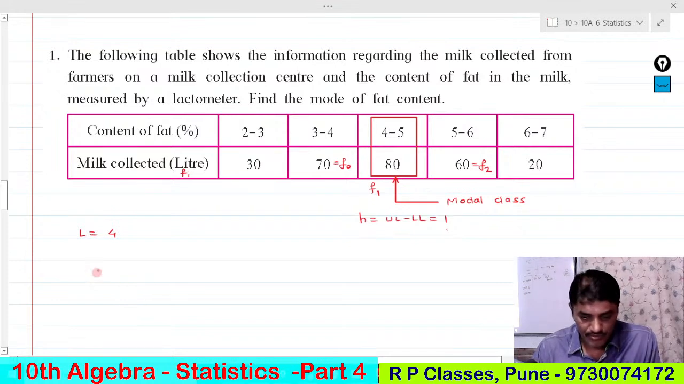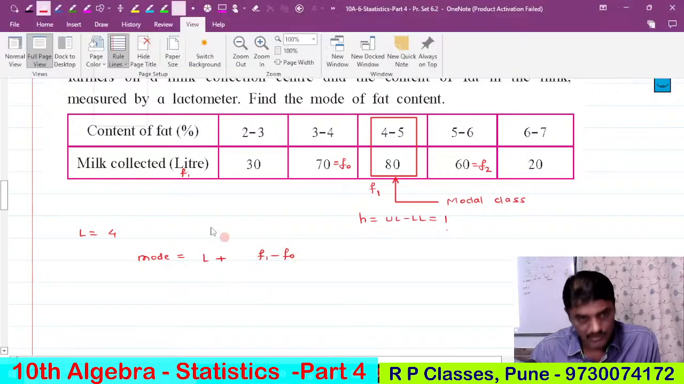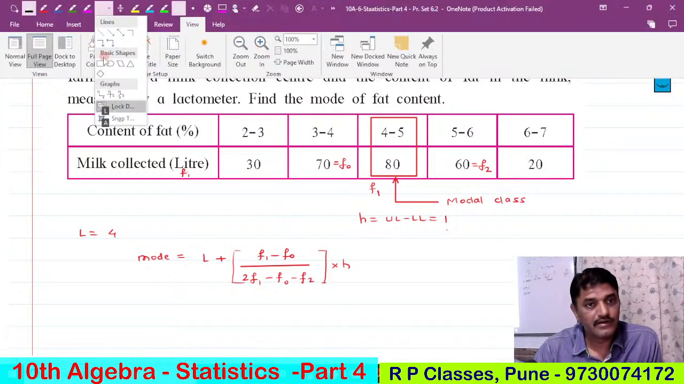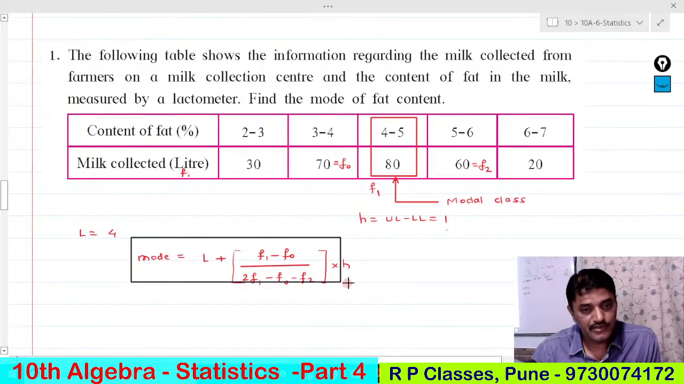What is the formula for mode? Mode is equal to L plus (f1 minus f0) divided by (2f1 minus f0 minus f2) into h. This is the formula. Let us substitute here.